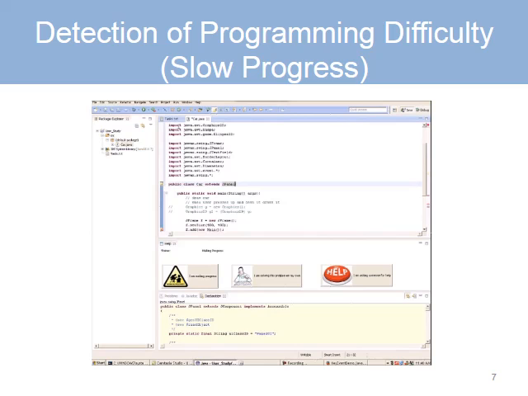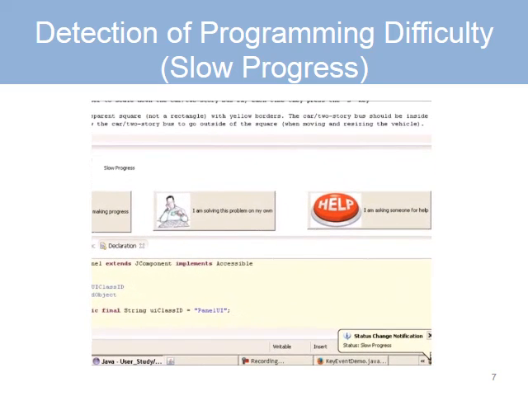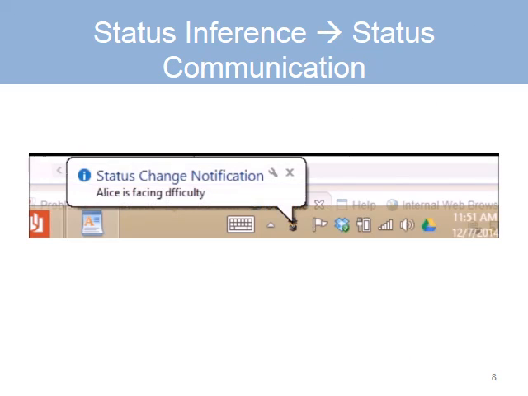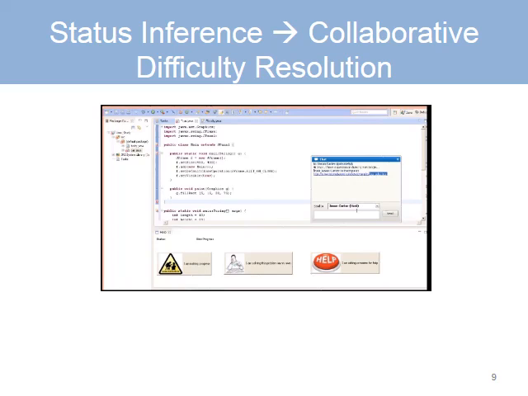So this is a video showing some programmer who's facing difficulty, and that's euphemistically called slow progress, and that is detected by the system. The programmer can correct this if this inference is wrong. Otherwise, the inference can be communicated to some well-wisher who can then start an opportunistic sync to help the person. And you see here the end of the collaboration where Bob is right now thanking Alice. Okay, this is from a real experiment on detecting difficulty.